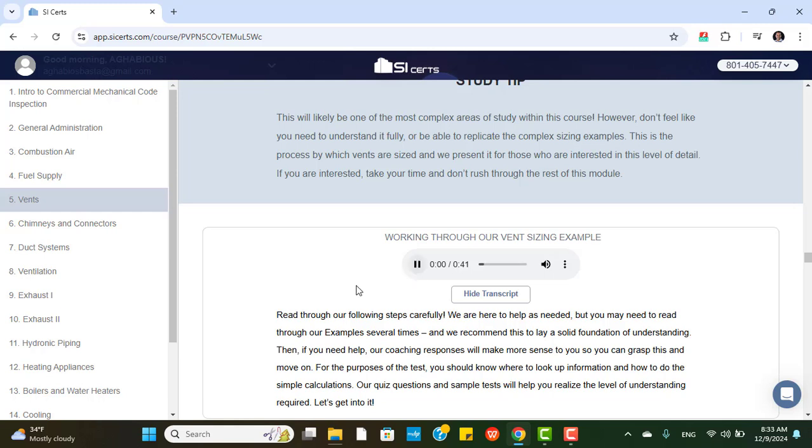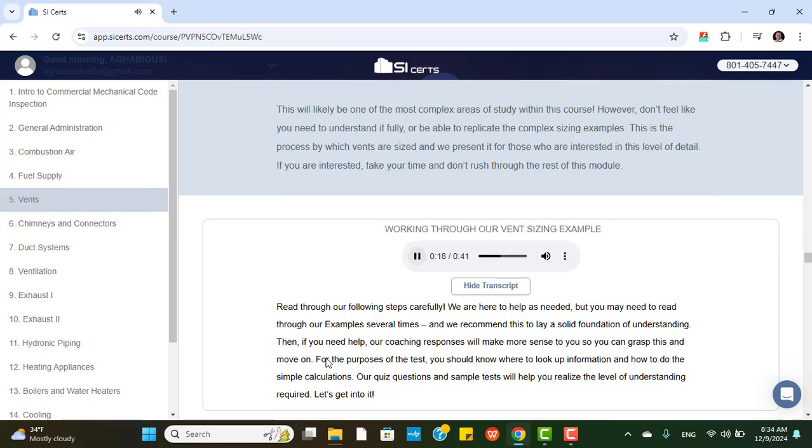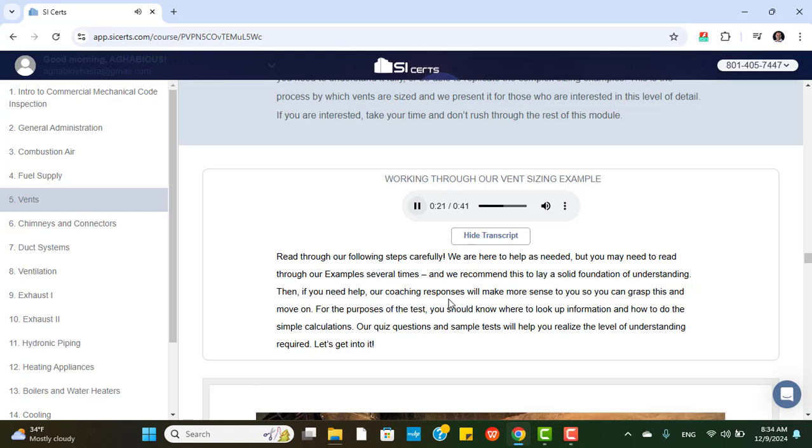Working through our vent sizing example, read through our following steps carefully. We are here to help as needed, but you may need to read through our examples several times, and we recommend this to lay a solid foundation of understanding. Then, if you need help, our coaching responses will make more sense to you so you can grasp this and move on. For the purposes of the test, you should know where to look up information and how to do the simple calculations. Our quiz questions and sample tests will help you realize the level of understanding required. Let's get into it.